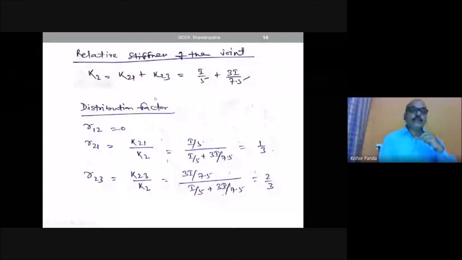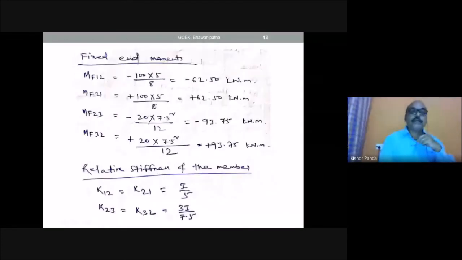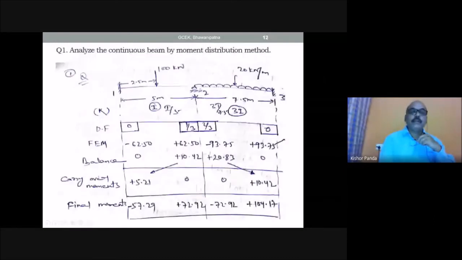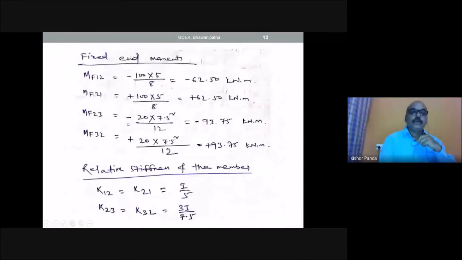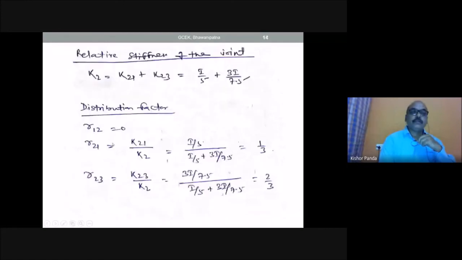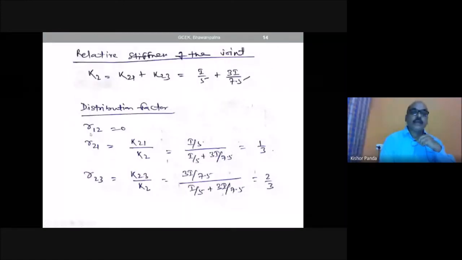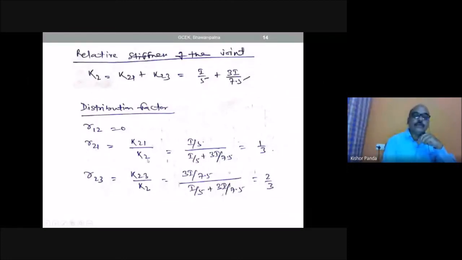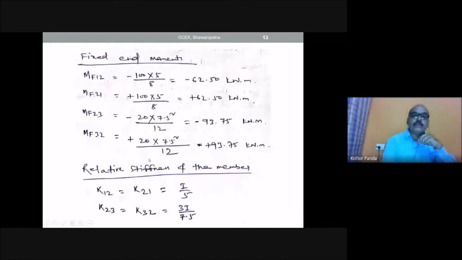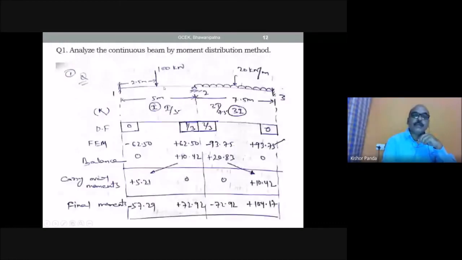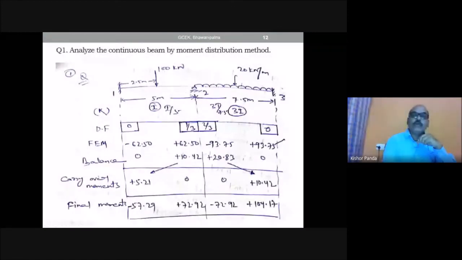Then what is the next step? You have to find the distribution factor. You have to find the distribution factor at each end. If the end is fixed, the distribution factor is 0. And for 2-1, the distribution factor is equal to K21 by K2. So you take K21 divided by K2. Similarly, for 2-3, the distribution factor is K23 by K2.